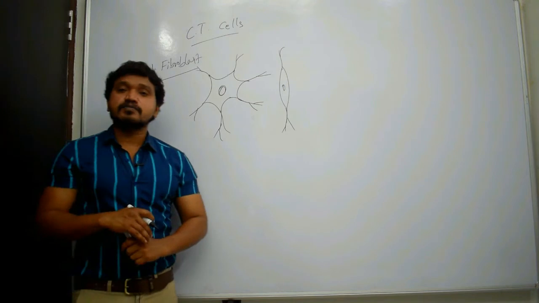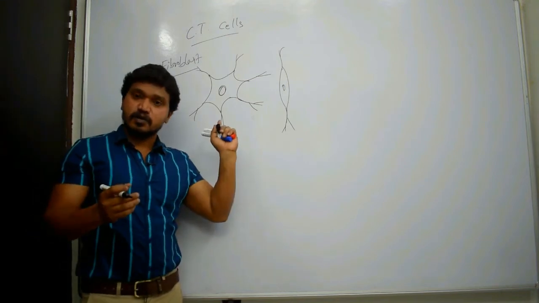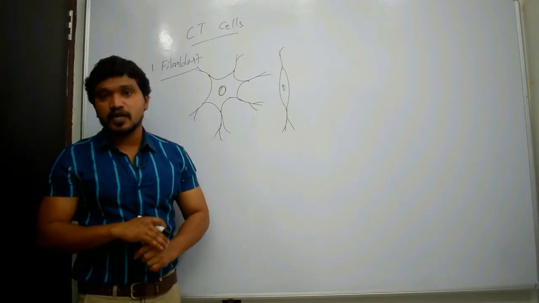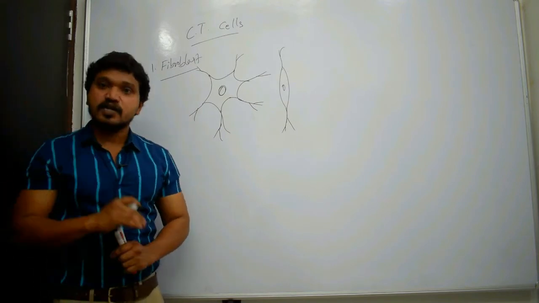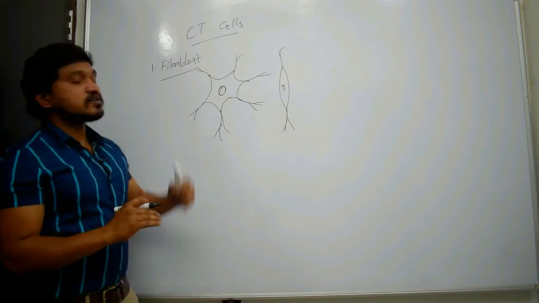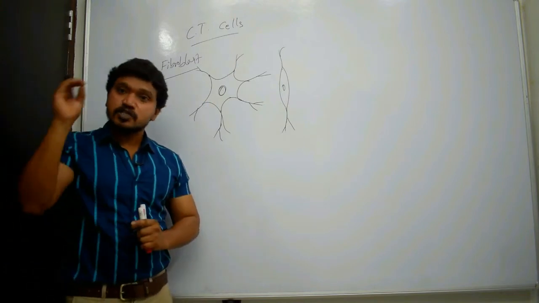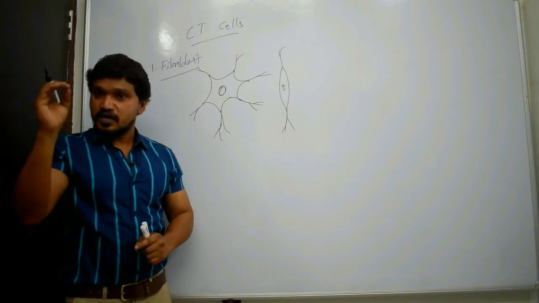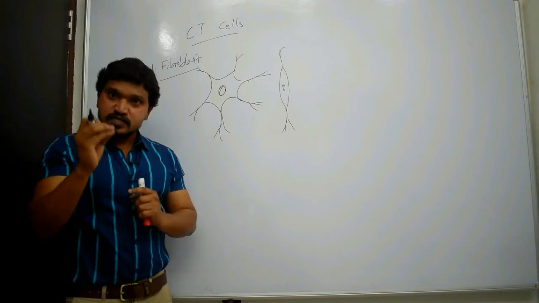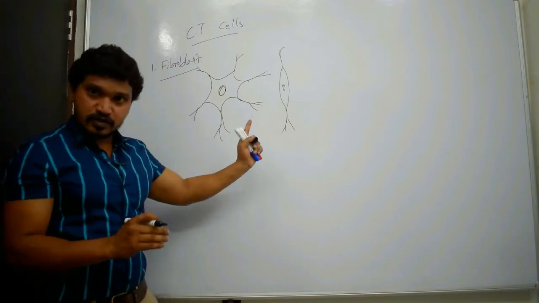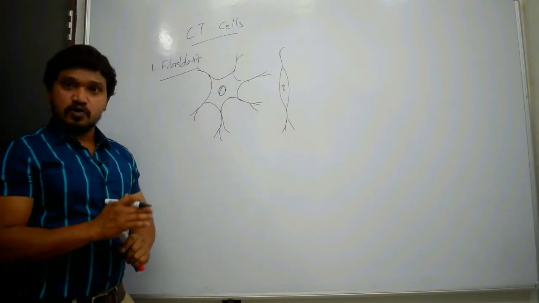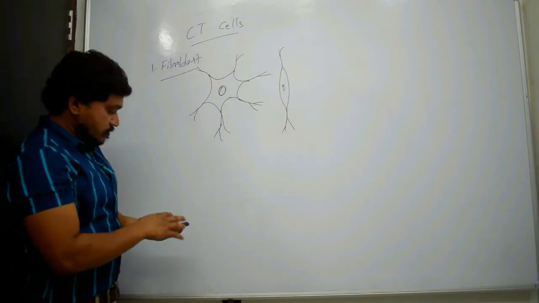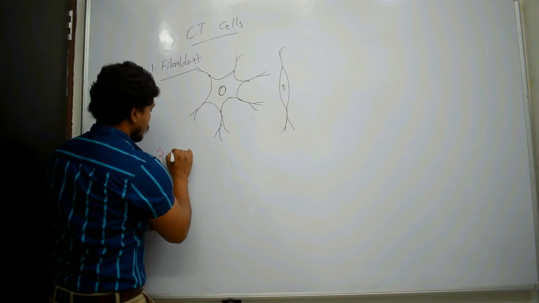Then some other type of cells will be there. They are similar to the fibroblast but they produce reticular fibers. Those types of cells we are calling reticulocytes or reticular cells. According to some authors, these fibroblasts only will produce the reticular fibers. The cells which produce the reticular fibers, those cells we are calling reticulocytes. This is about the fibroblasts. Then the next type of cell is macrophages.